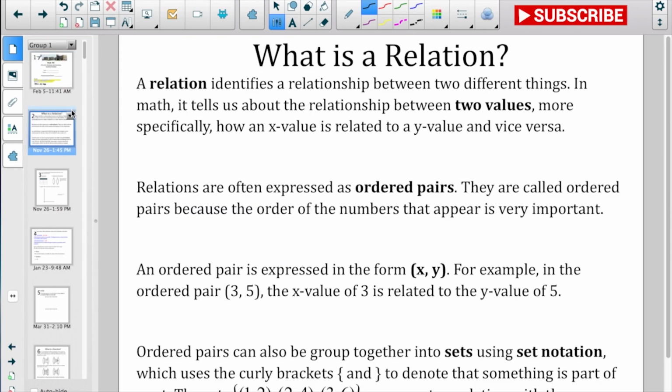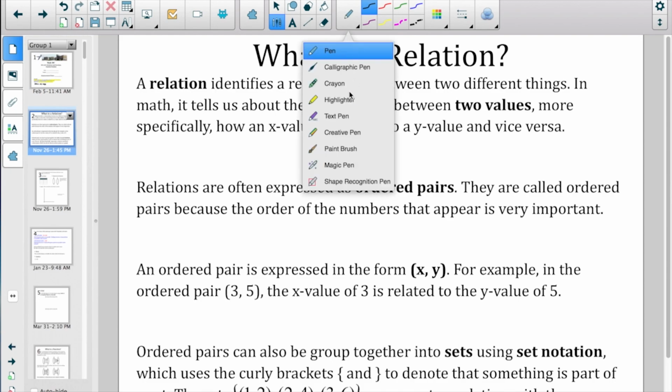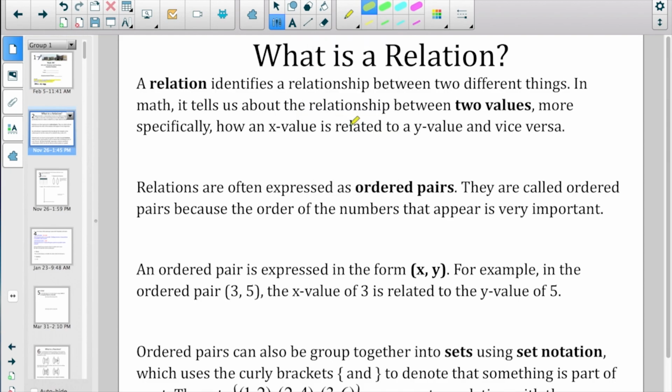Now we have a whole bunch of relationships in our everyday lives, including between our friends, family, teachers, coaches, and so on. But in math, a relation identifies a relationship between two different things. More specifically, a relation tells us about the relationship between two values, how an x value is related to a y value and vice versa.